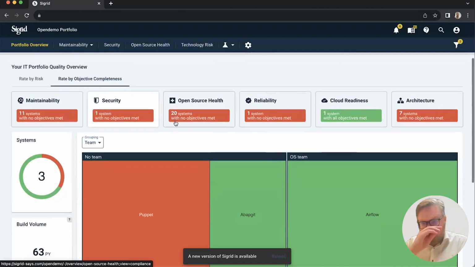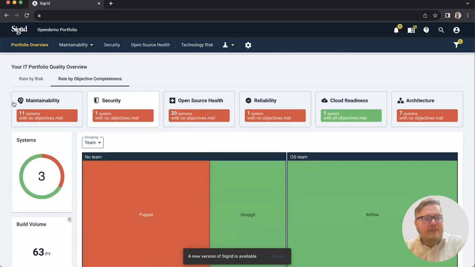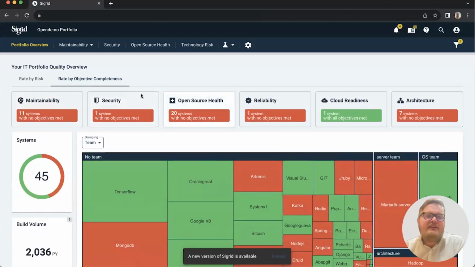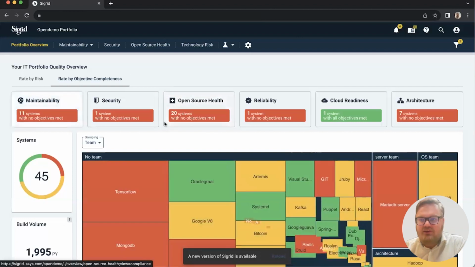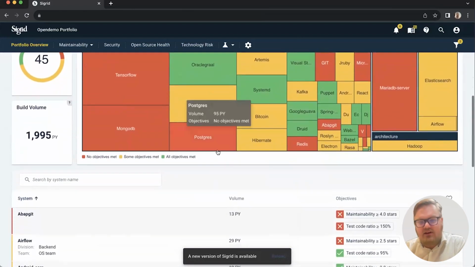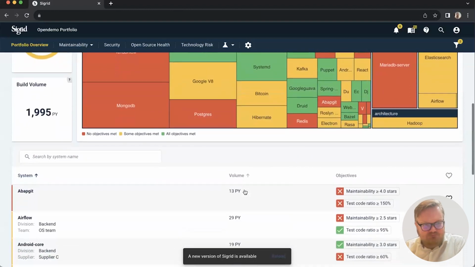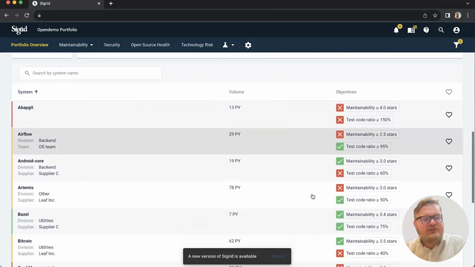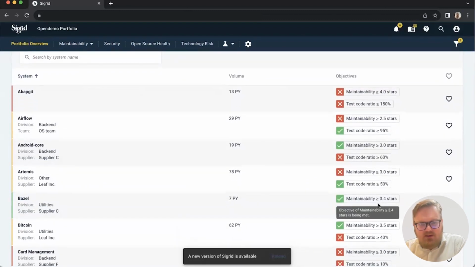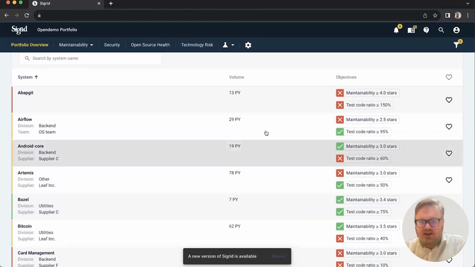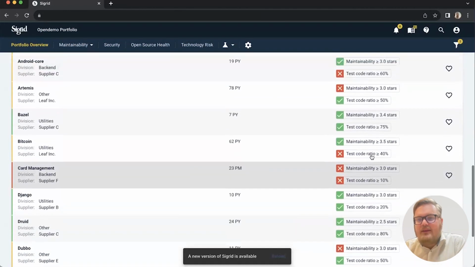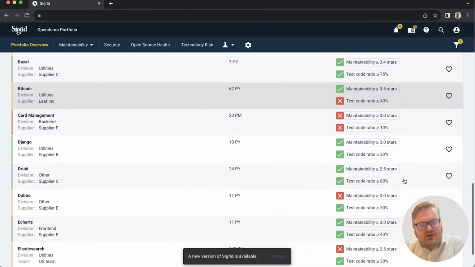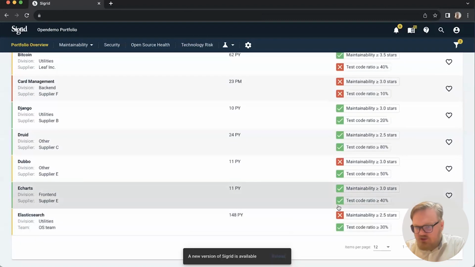Okay, so this is a way to filter the systems based on specific targets, but you're still able to scroll down and look into all the systems that are in the monitor, and you have the same information here, but this is just more clustered on what targets have been met, what volume is the system, what's the system name, and it allows you to quickly scroll through the overview here and check what's red, what's green.